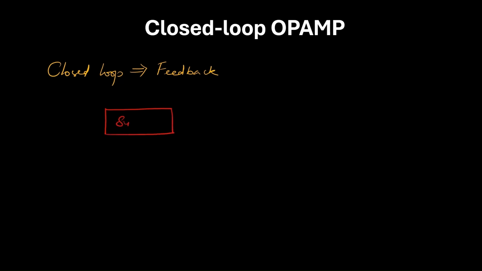Now let us discuss closed loop OPAMP. Before going to closed loop OPAMP, we will discuss what do you mean by closed loop. A system is said to be in closed loop if there is some kind of a feedback mechanism. So if I consider a system here, let's say this is a system, and I have an input here. I'll call it V in. Then because of the system dynamics, we'll be getting an output here.